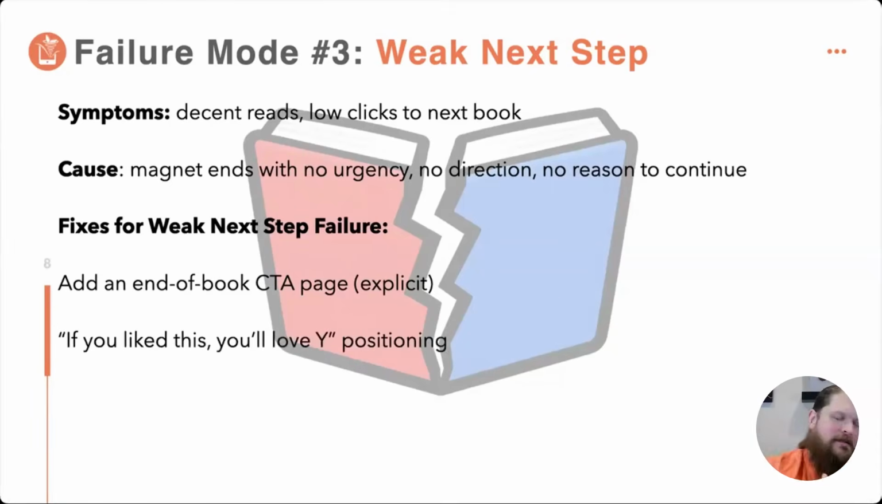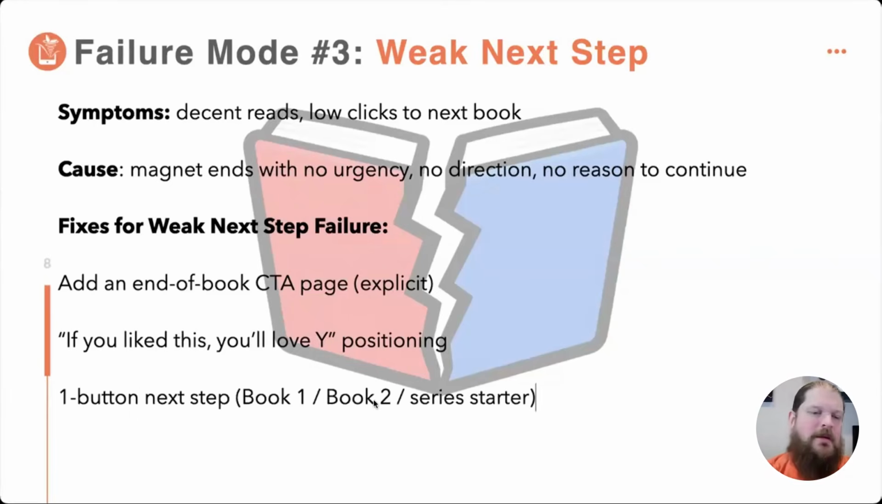And if you like this, that is the reader magnet, you'll love Y. It was originally, the first draft of this was X and Y, which is why that Y doesn't make any sense here. But I think you understand what I mean. Use that. If they enjoyed your reader magnet, and they should, tell them that, hey, the promise I made for this is the same promise you're going to get in what comes next. It should be a one button next step as well.